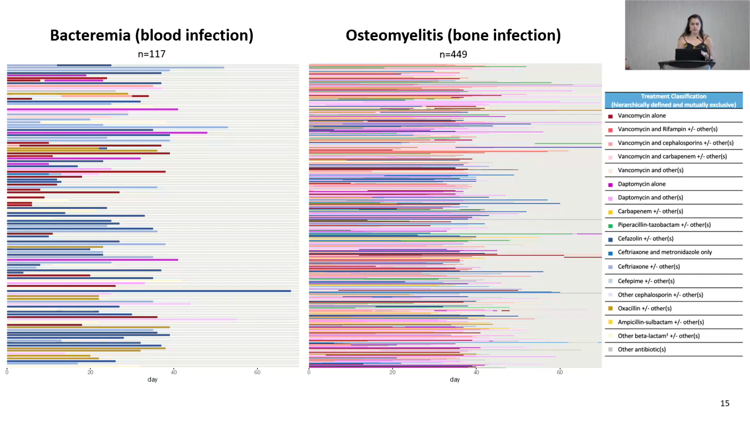And also it looks like they have a bit longer average durations of therapy, and more treatment changes are happening at the individual level. And I recognize you may not be able to tell super well, but on any one line, there may be multiple colors. And for this group, the colors are predominantly pinks and reds, which correspond to the daptomycin and vancomycin treatment families.